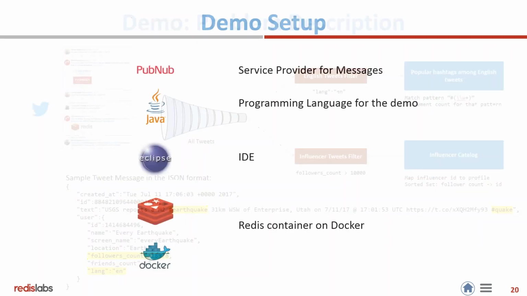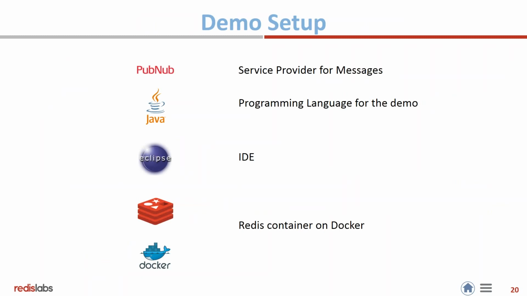Okay, that's the problem. And for the demo setup, I'm using PubNub as a service provider for messages. You can use any service provider. I'm programming this whole thing in Java, and I'm using Eclipse as the IDE. And for Redis, I'm using a Redis container on Docker. So I'm running this whole setup on my laptop. So I have Eclipse on my laptop and a Docker environment on my laptop itself.